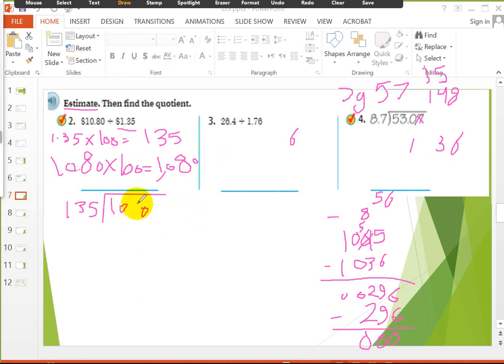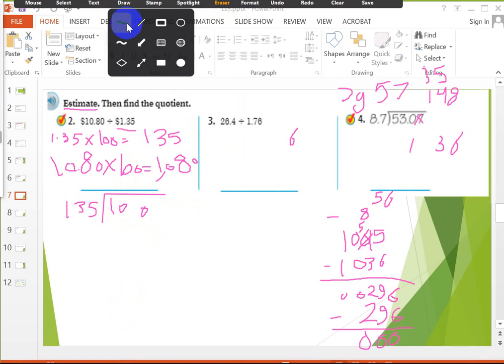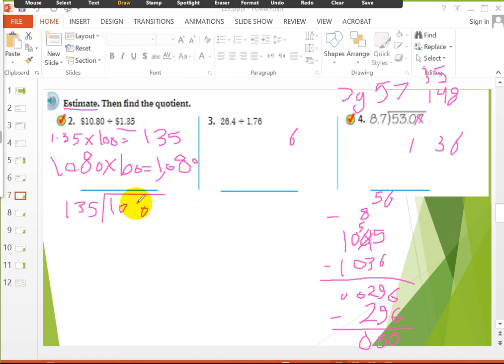180, I will take only the one. Can I divide it, one on 135? No, so I will take the 0, so it will be 10. Now can I divide 10 on 135? Also no, so I will take the 8, so it will be 108. Can I divide 108 on 135? Also no, so I will take the 0.